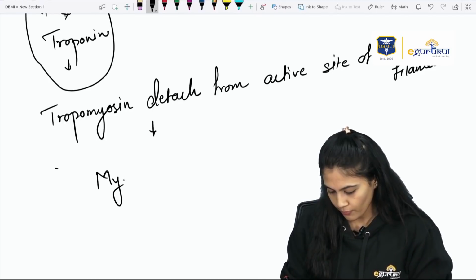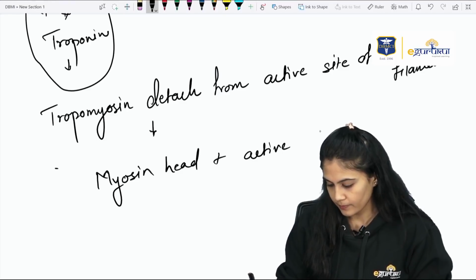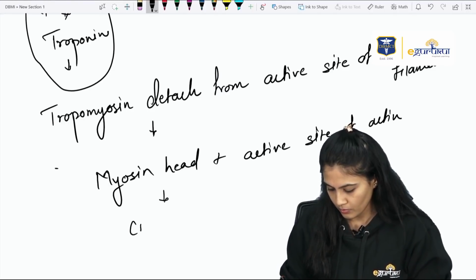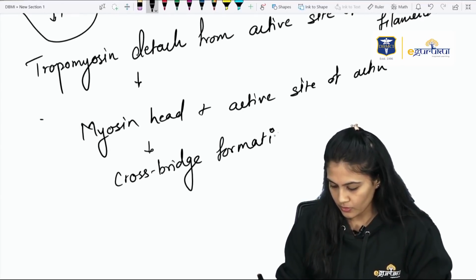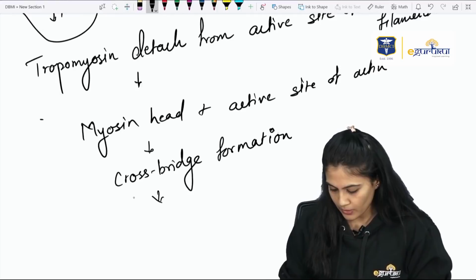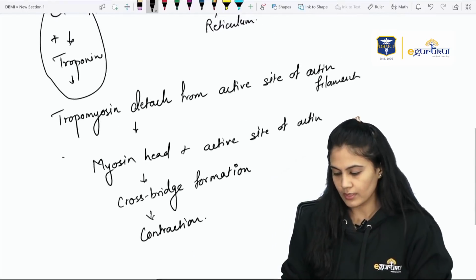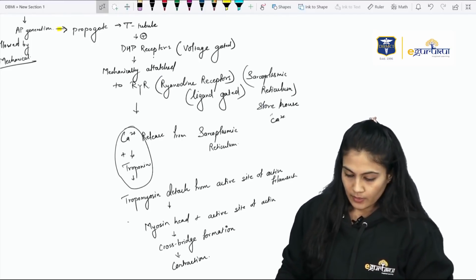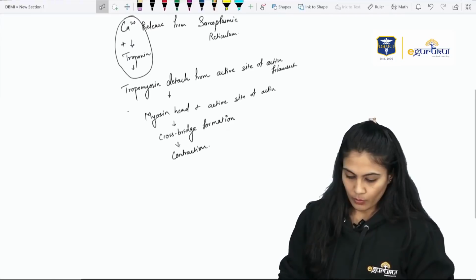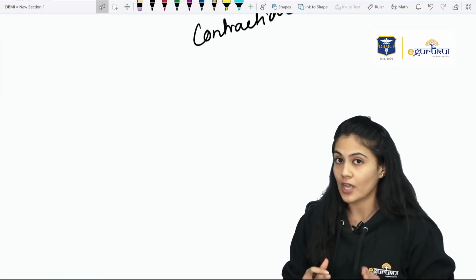There is an attachment of the myosin head and the active site of actin, which is known as cross bridge formation. Once the cross bridges are formed, tilting of the myosin head will occur, and that's why the contraction will take place, right? So this is nothing but the excitation contraction coupling, right?